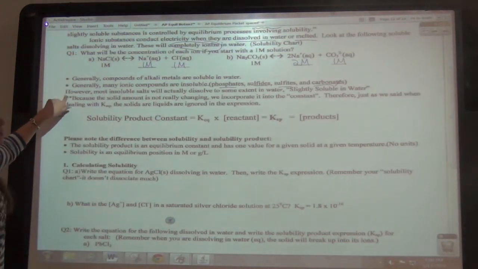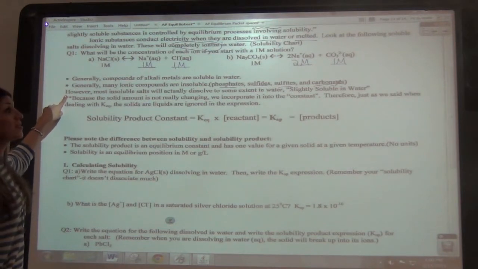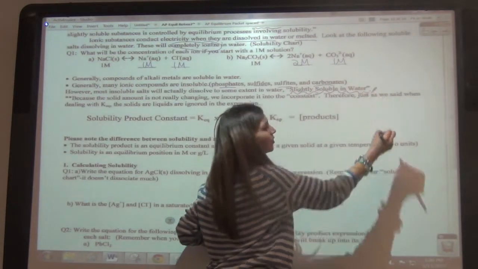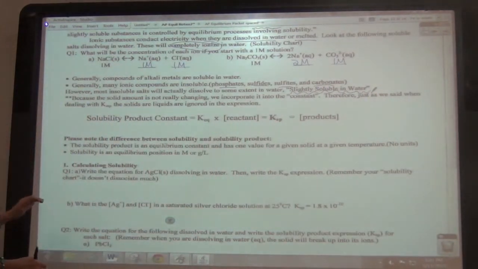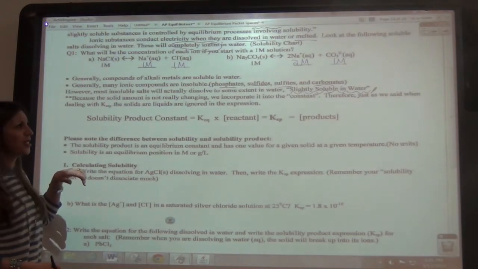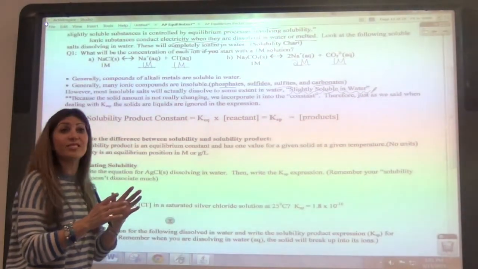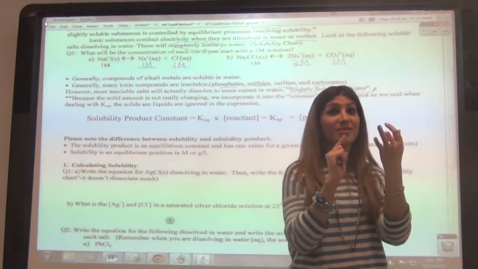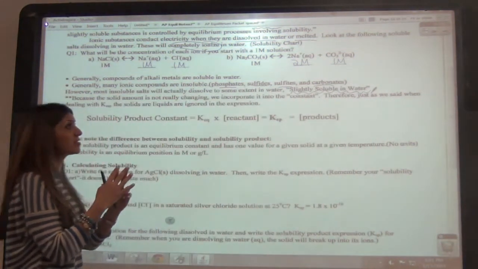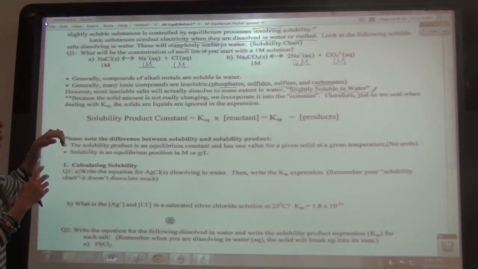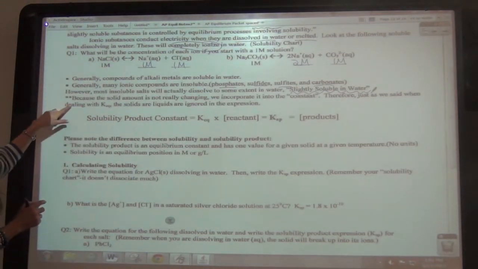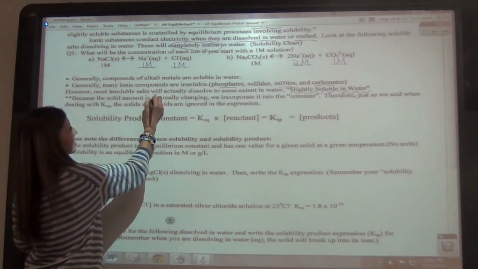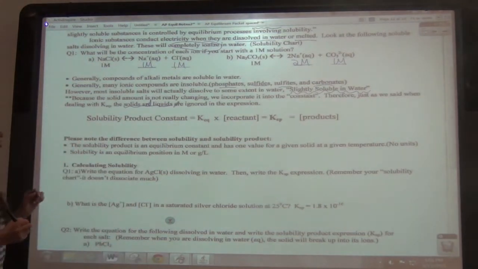So it says, however, most insoluble salts will actually dissolve to some extent in water. And we call them slightly soluble in water. Because the solid amount is not really changing, we simply incorporate it into the constant, just like before. We said we don't use solids and we don't use liquids. We only use gases and aqueous substances when we're doing equilibrium expressions. Therefore, just as we said when dealing with Keq, the solids and liquids are ignored in the expression.